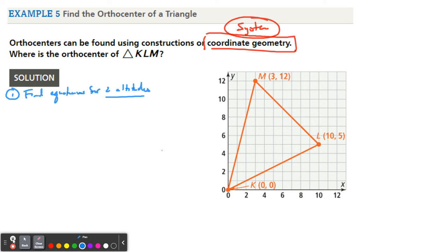Okay, so first and foremost, let's take a look at where K is. The opposite side would be ML, right? So to do this, we need to use ML and find its slope. So that's what we're going to do. We're going to find the slope of segment LM.